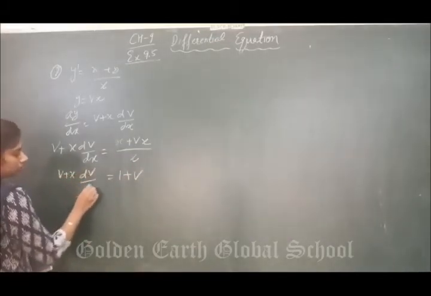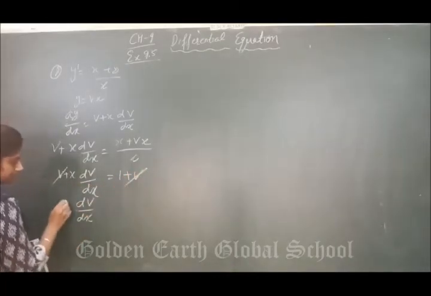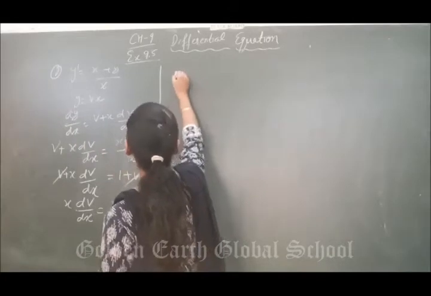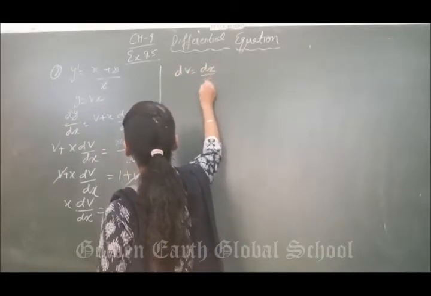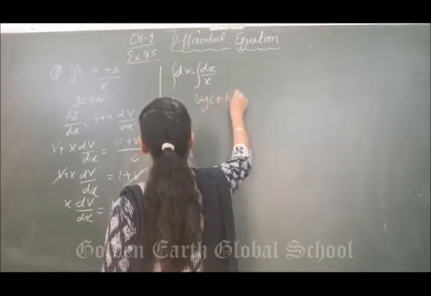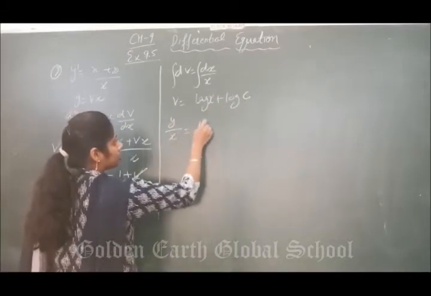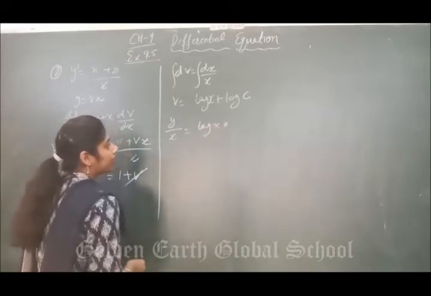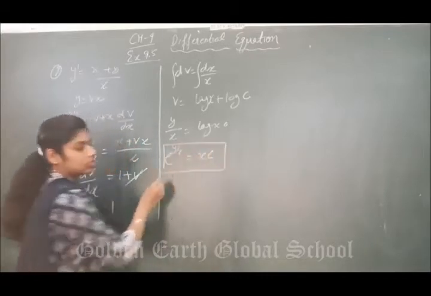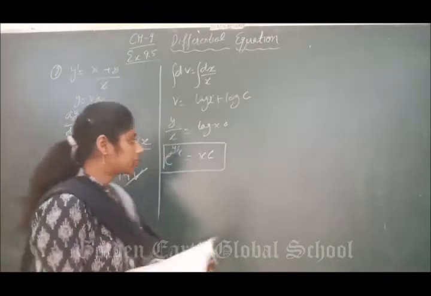It is a very easy question. The v term will be cancelled. So x dv by dx is equal to 1. Separate the variables. So it will become dv equals dx upon x. Now take its integration. So v equals log of x plus log of c. So v, that is y upon x, equals log xc. Take the exponential. So this is your complete solution. Clear? Next we will solve question number 6.